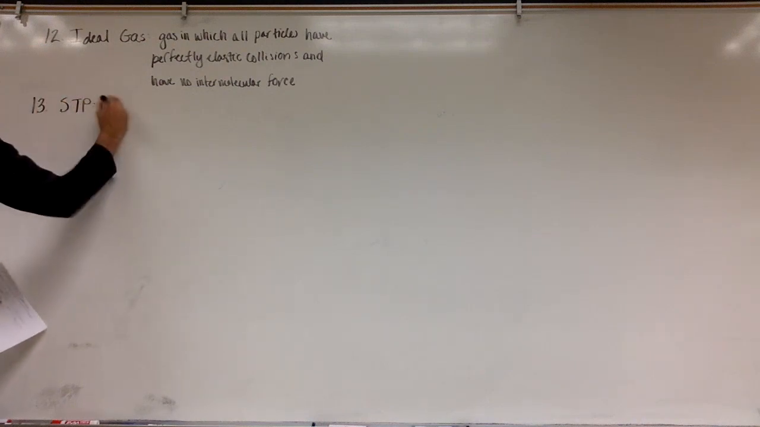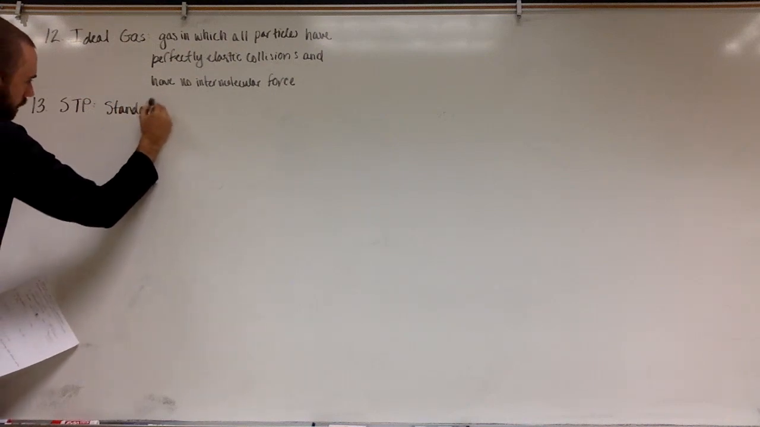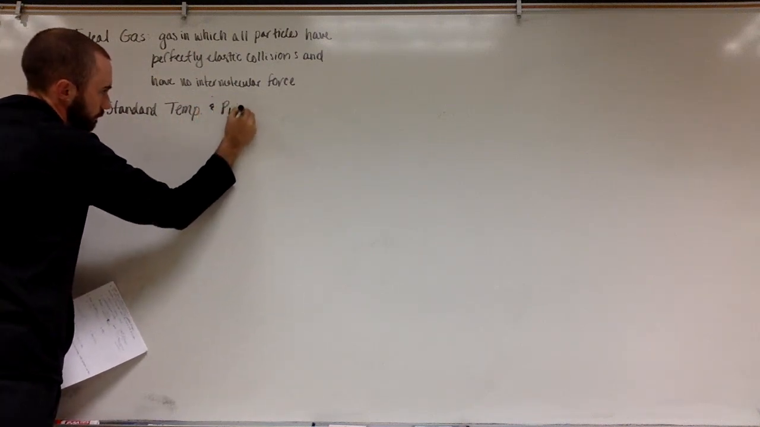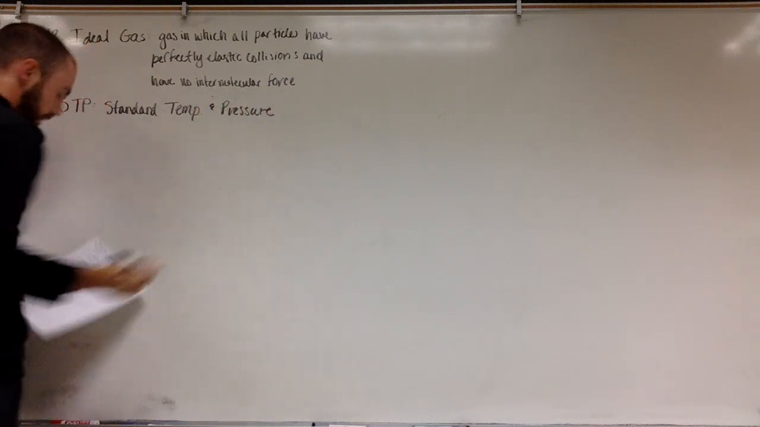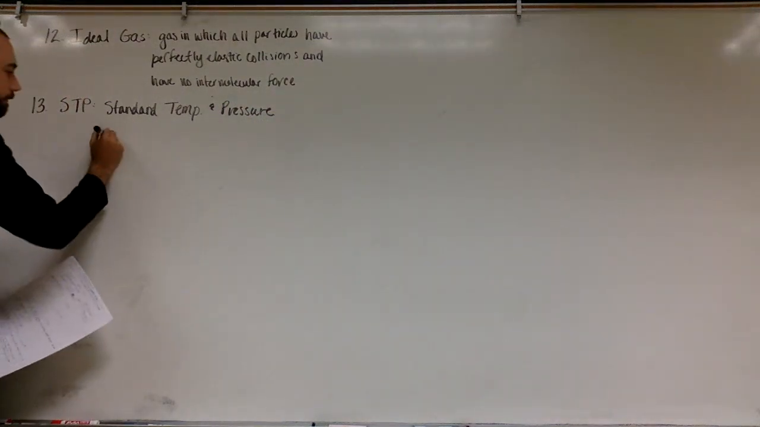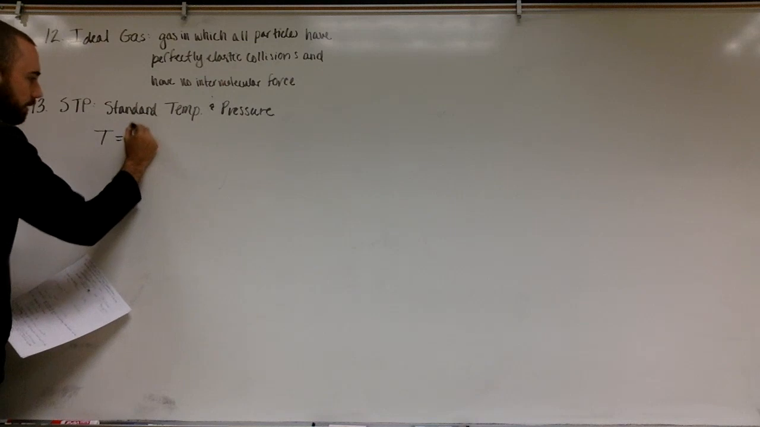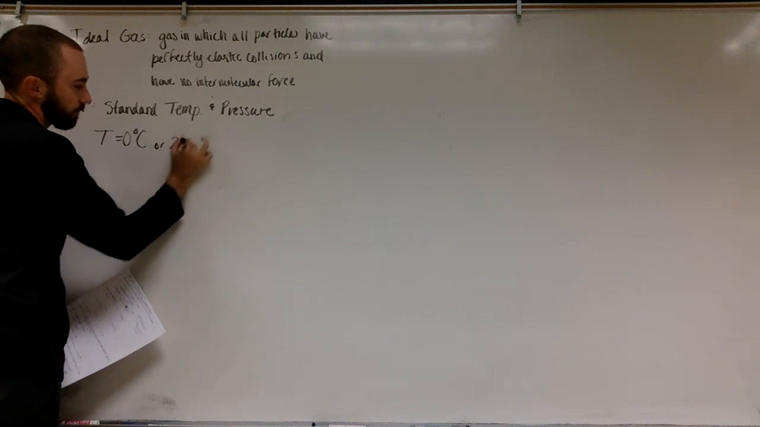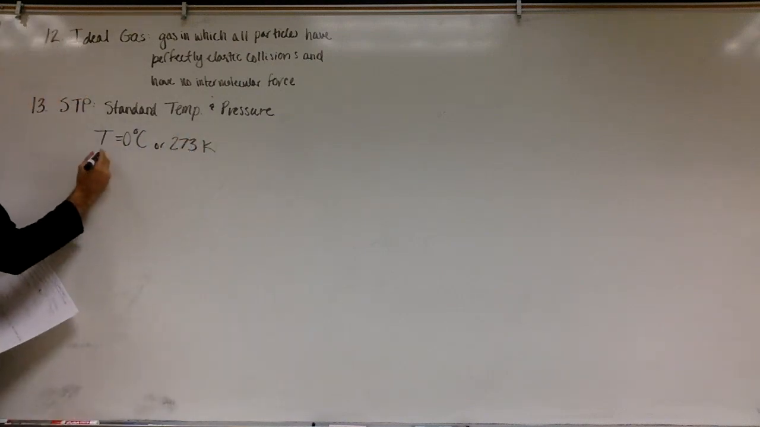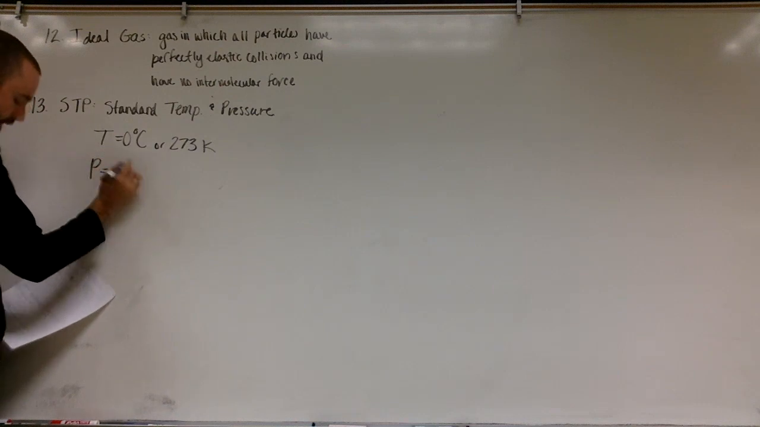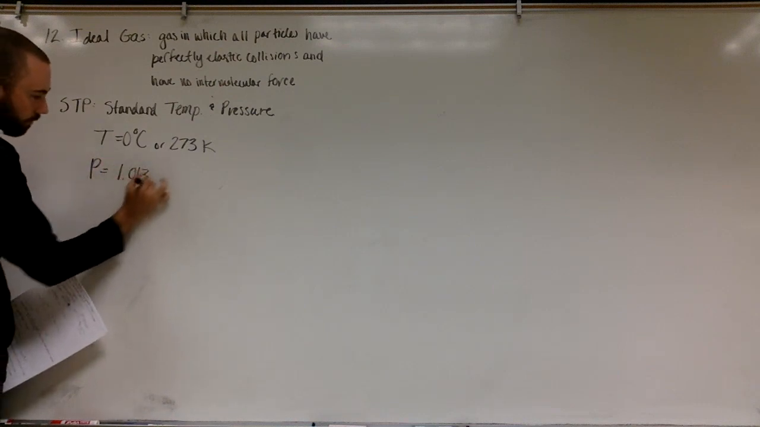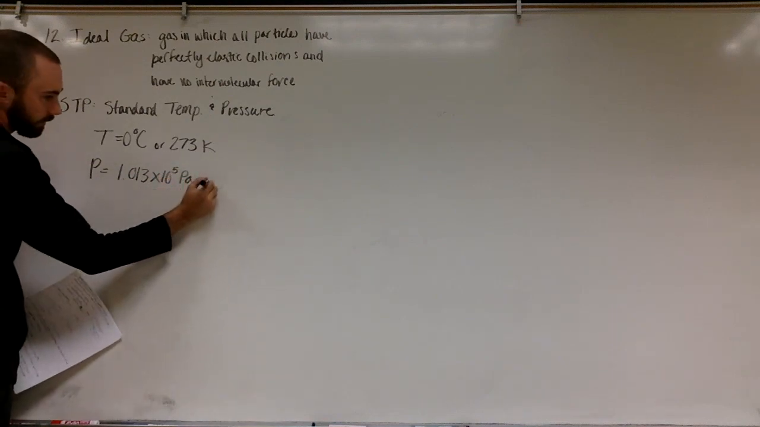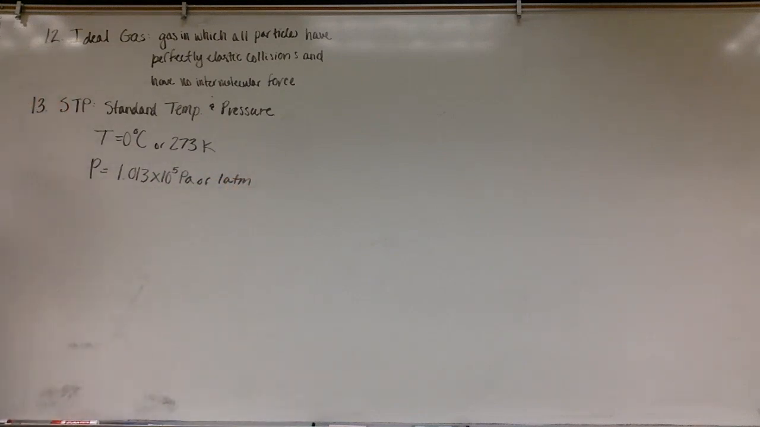What is STP? It is standard temperature and pressure. So for what we're doing, and I know they've slightly changed it, but 0 degrees Celsius is standard temperature, 0 degrees, or 273 Kelvin. And then for pressure, it is exactly 1 atmosphere. So 1.013 times 10 to the 5th pascals, or exactly 1 atm. And that'll be it for this section.